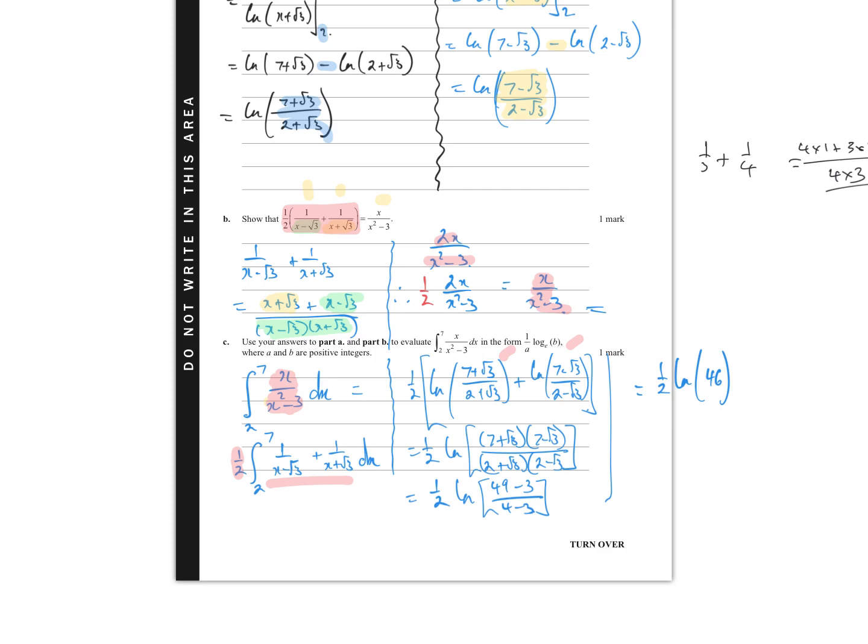So I'm adding two logs together, so I'm going to multiply the two together. So I have a difference of squares on the top and a difference of squares on the bottom. So 7 squared minus root 3 squared, which is 49 minus 3. And on the bottom, I've got 2 squared minus root 3 squared, which is 4 minus 3. So I get 46 on 1. So a half natural log of 46 on 1, which is the answer I'm looking for. All right.